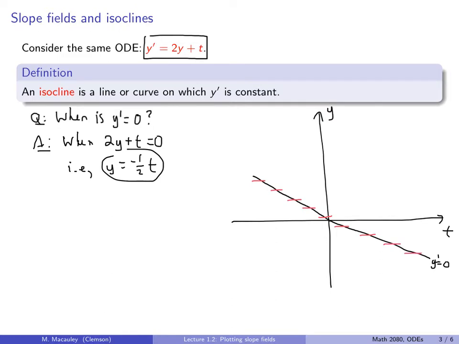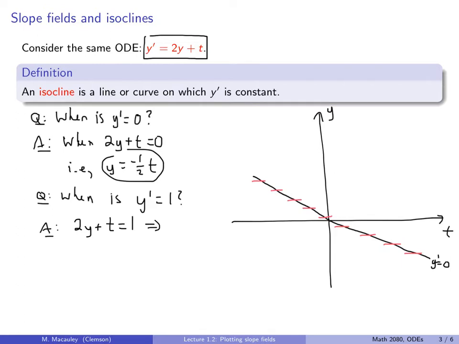Okay, let's keep going. So my next question is going to be, maybe I should say where. Well, I guess t is time, so either one. When is y prime equal to 1? So the answer, just go back up to here and plug 1 in for y prime. And if you do that, you get 2y plus t equals 1.